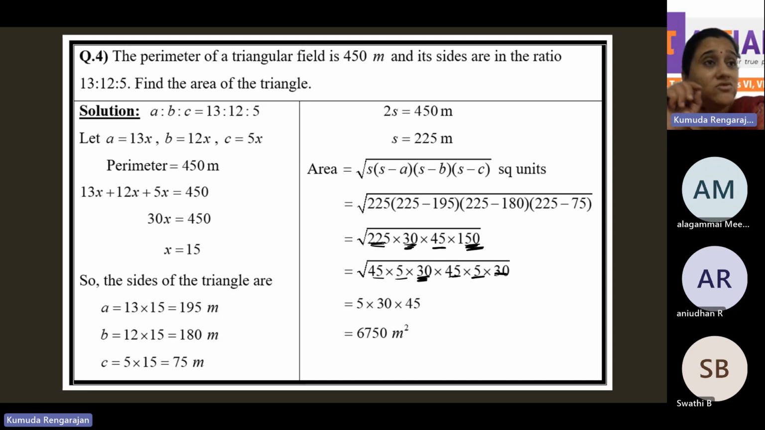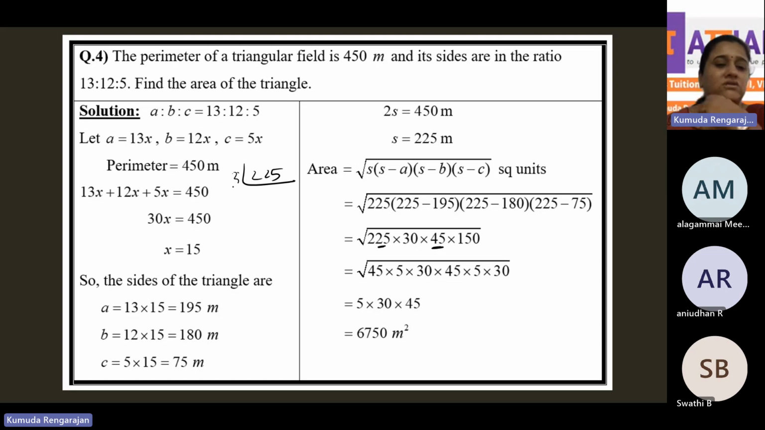So remember that it is not compulsory that you write 225 as a product of its primes only. You can write it anyways. You just have to make pairs so that you can bring one of it outside easily. But if this is difficult for you, then you go back to that method. What if I don't realize that 225 is a multiple of 45?